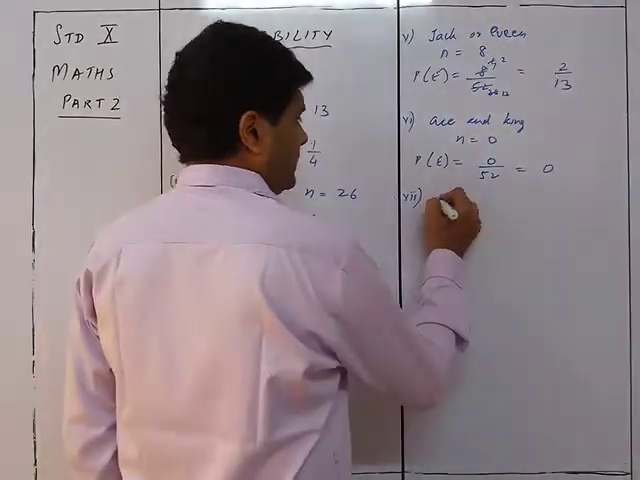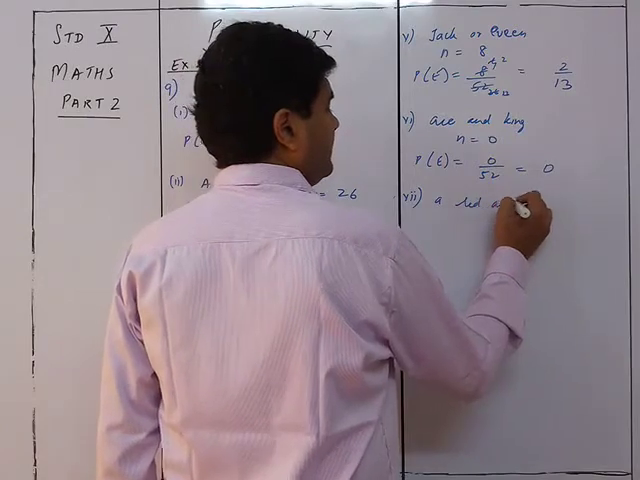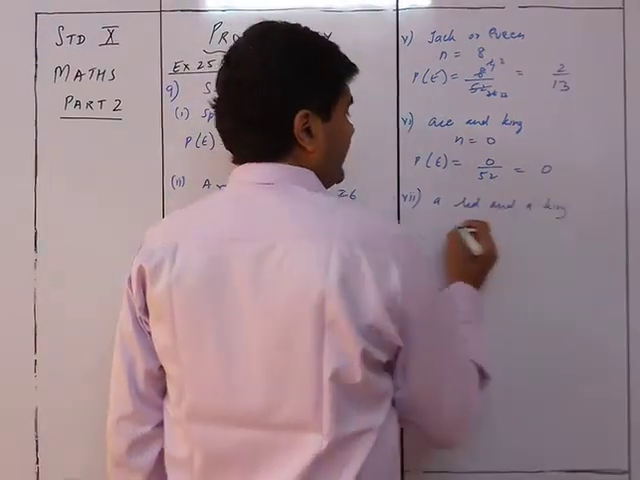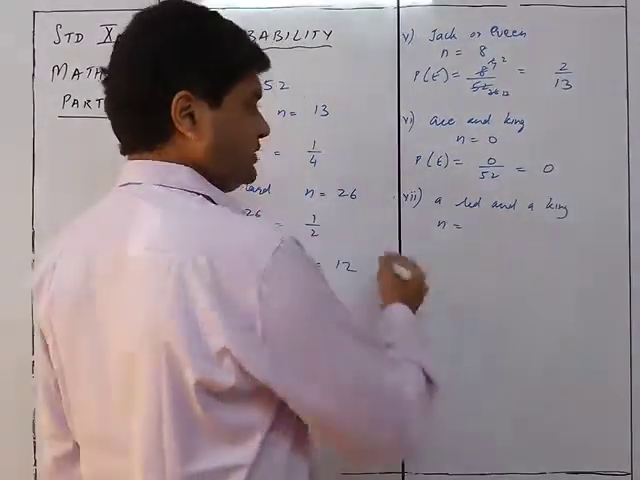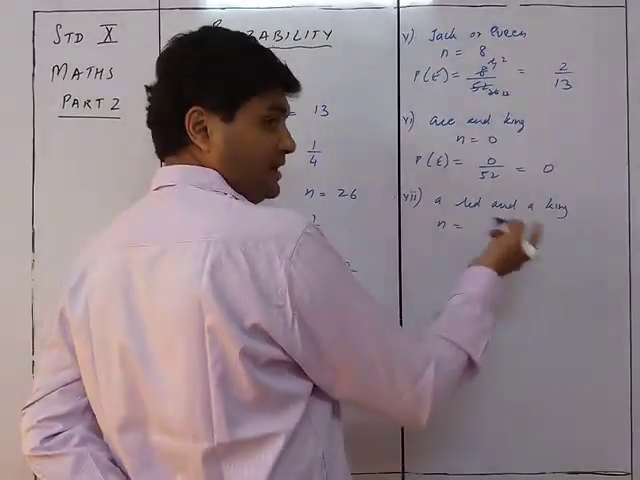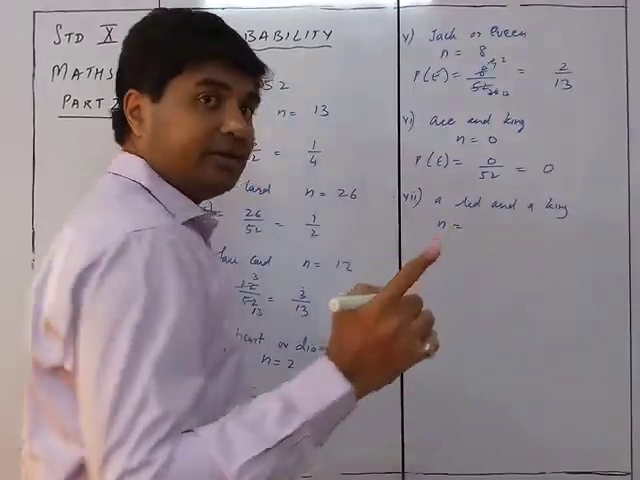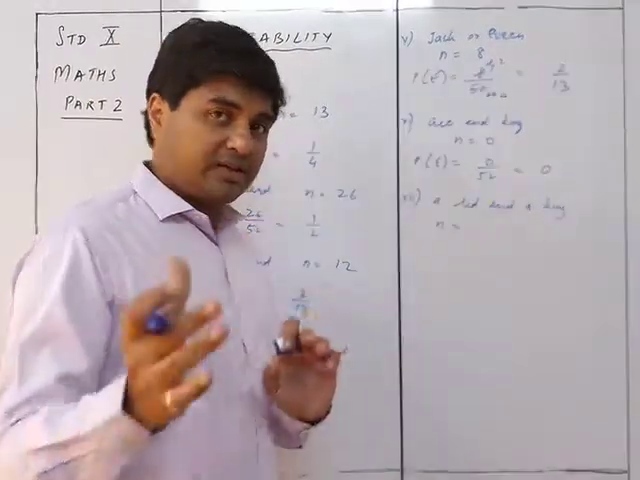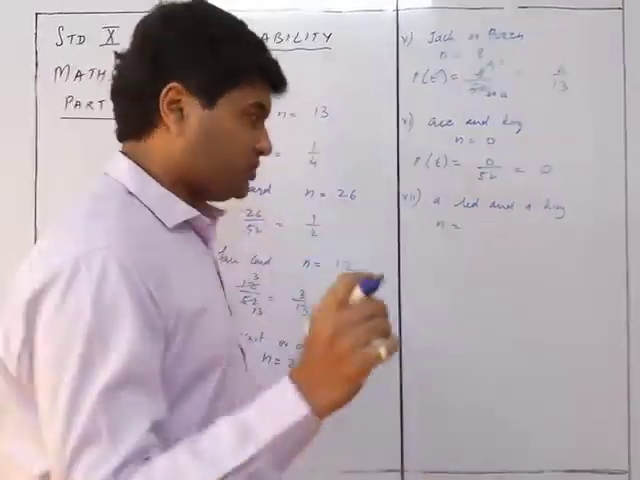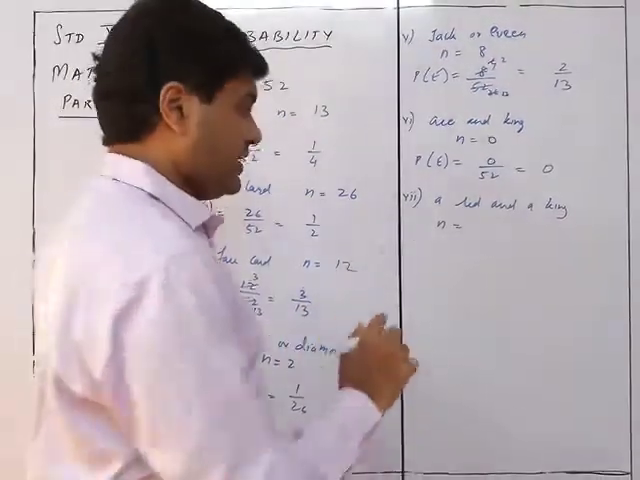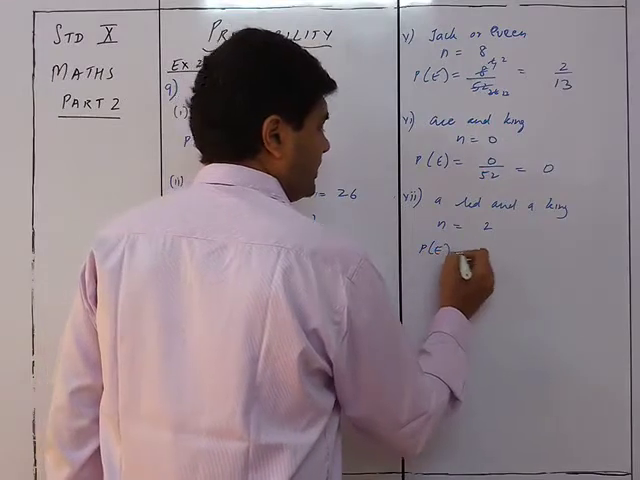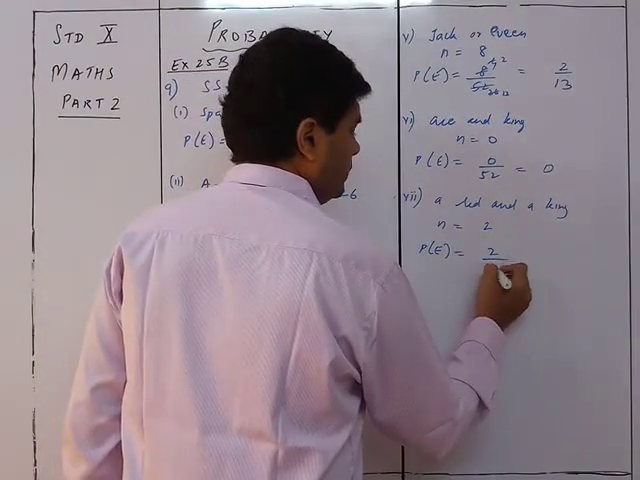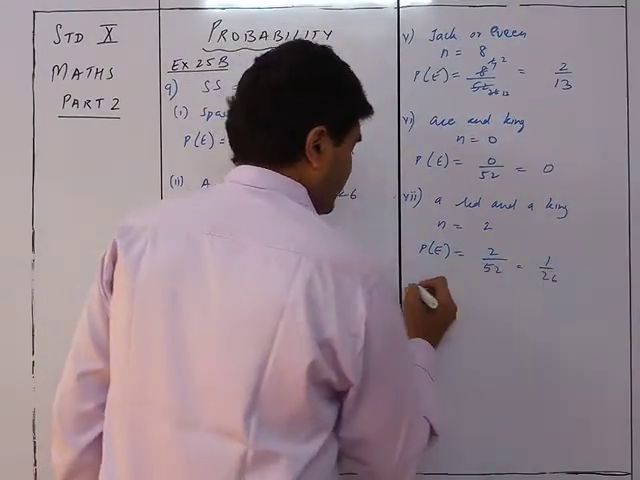Seventh, a red and a king. Yes, this is possible. How many kings are red? 2 kings are red. It's 'and'. If it were 'or', then I would add all the red cards plus the kings. But it is a red and a king, so it is king and red. So that will be totally 2 cards. Accordingly P(E) will be equal to 2 upon 52, which is 1 upon 26.